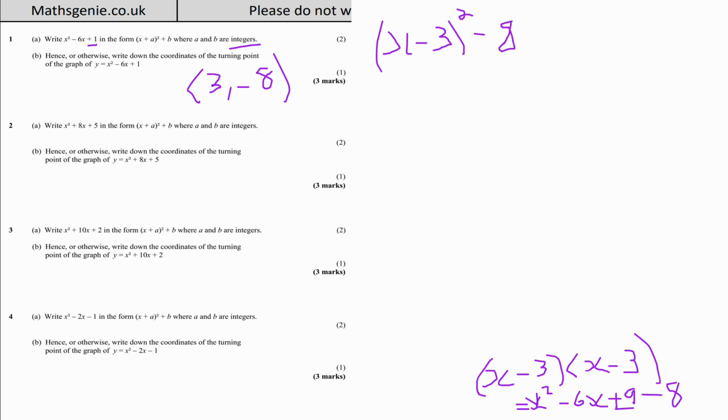This is question number 2, part A. Write x squared plus 8x plus 5 in the form x plus a all squared plus b, where a and b are integers. Again, it's x plus half of the coefficient of x, so x plus 4, and then I square this bracket.